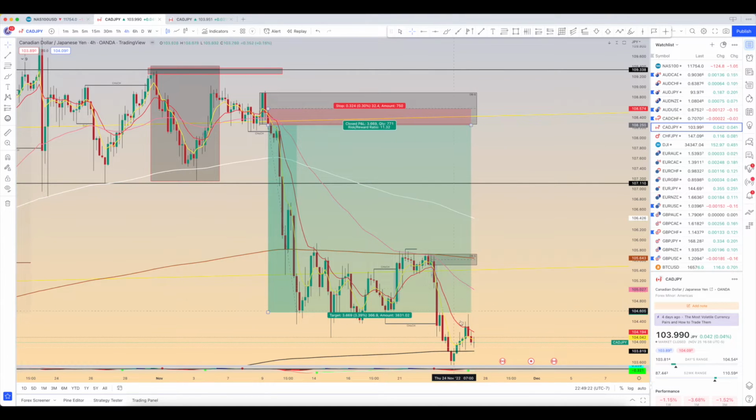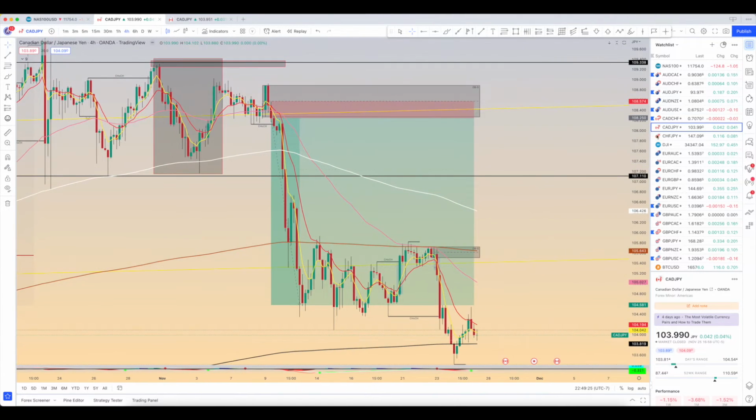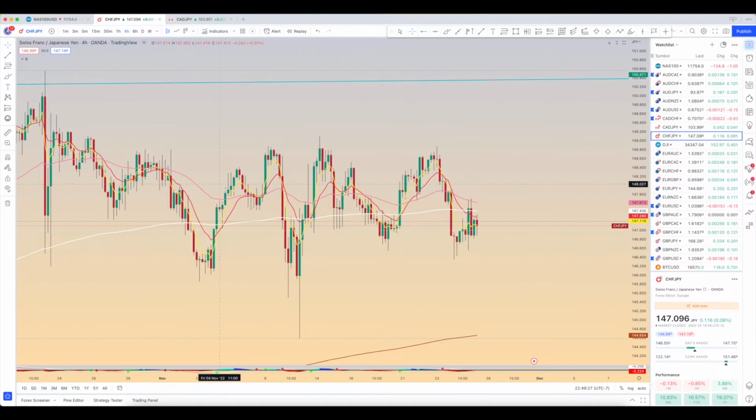Right, so this one, I'm not really looking for any trade ideas right now. It's done. Let's move on to CHF JPY. Yeah, this does not interest me at all.